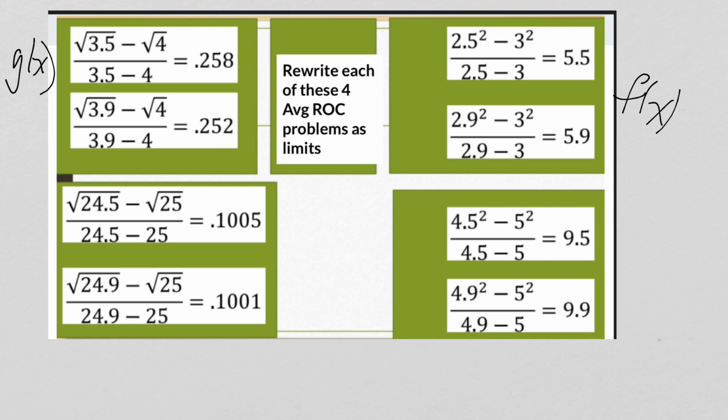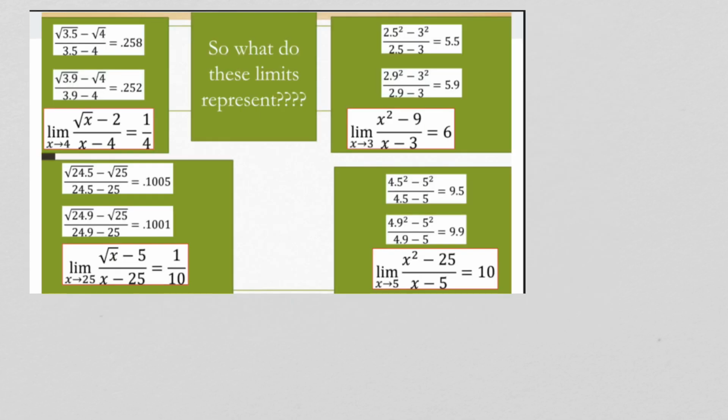Check your answers there. What we're going to do now with these is rewrite each of these 4 average rate of change problems as limits. So how would I write these as limits? Taking a look at what g of x was, which was square root of x, I am taking the square root of x minus 2 here, all divided by x minus 4 as x goes to 4.